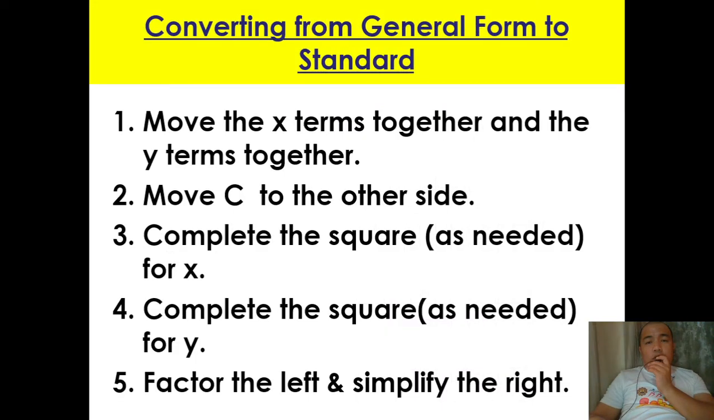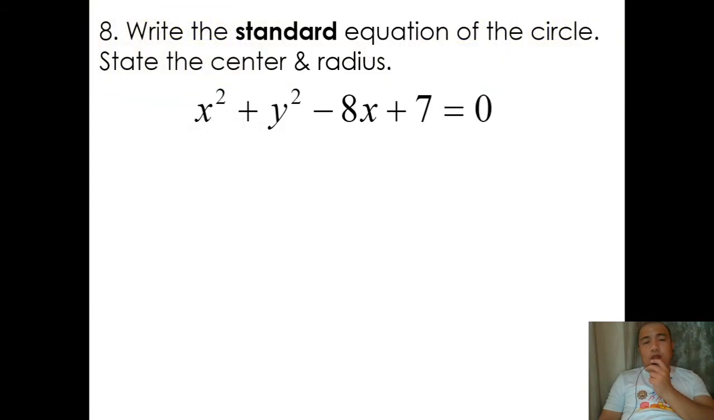So, let us have here an advanced lesson. Let us learn how to convert general form to standard. So, these are the steps. Move the x terms together and the y terms together. Move c to the other side. Complete the squares needed for x. Complete the squares needed for y. Factor the left and simplify the right. Write the standard equation of the circle. State the center and radius.